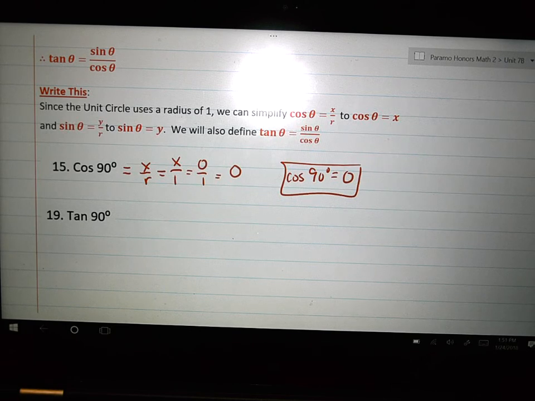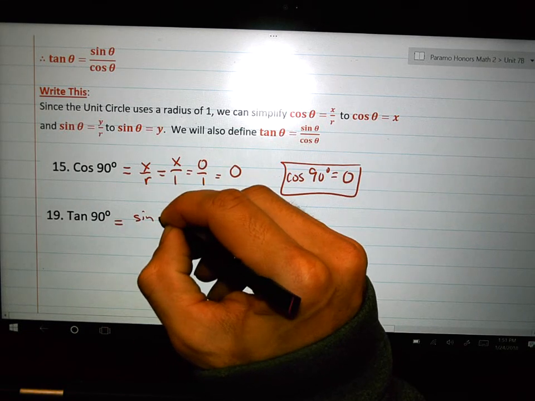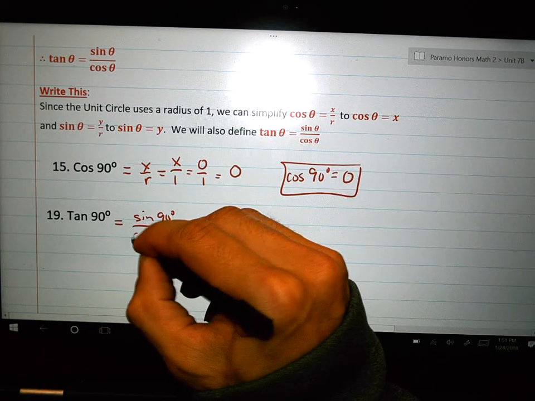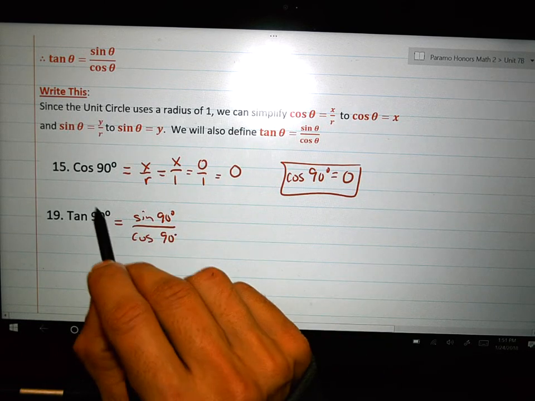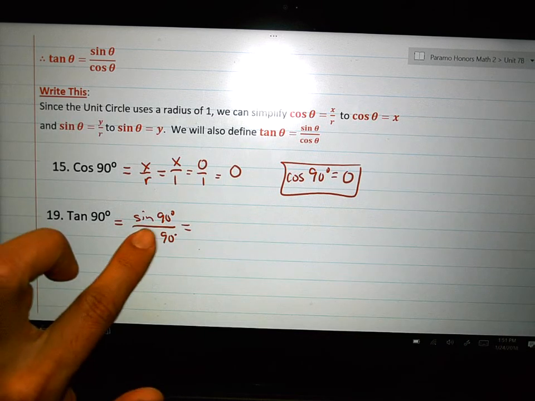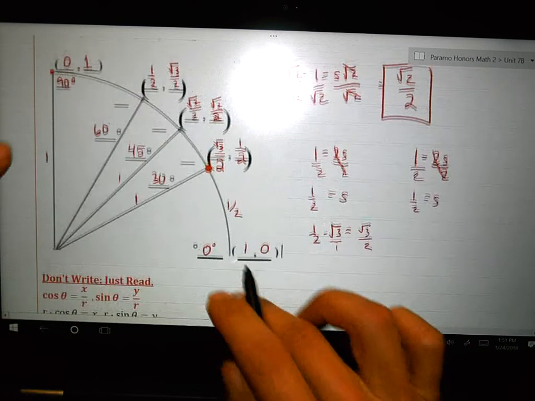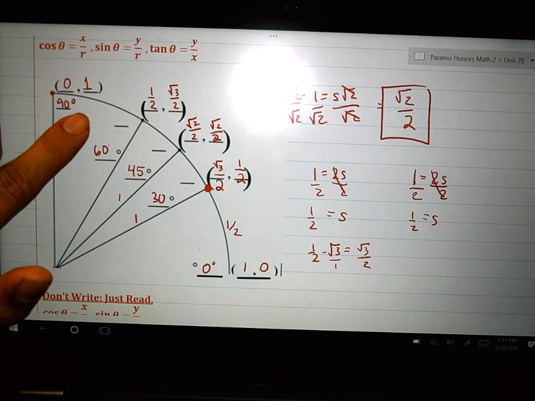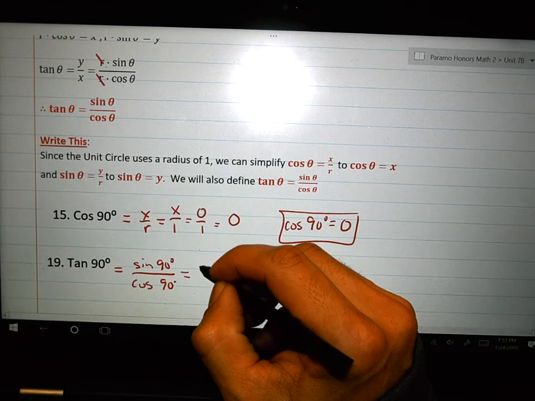But what about tangent? Tangent will be the sine divided by the cosine. All I have to do now is do the sine of 90 degrees divided by the cosine of 90 degrees. Why did I use 90 there instead of theta and theta? Because it gives me what theta is. What does that mean? I just find the y value of 90 degrees. What is the y value? What is the x value while we're here? I hope you know it's 1 over 0.